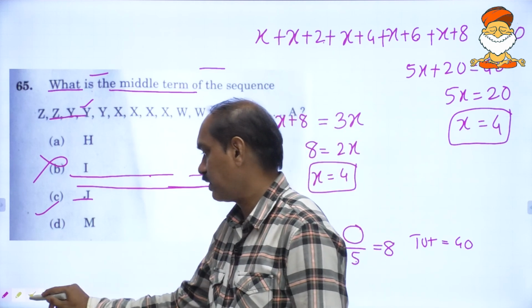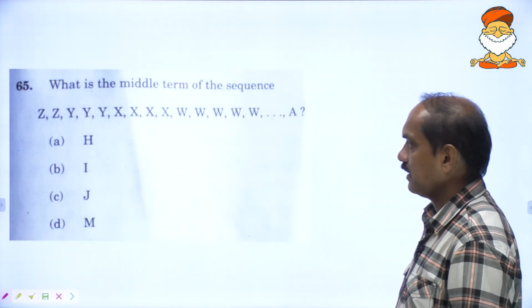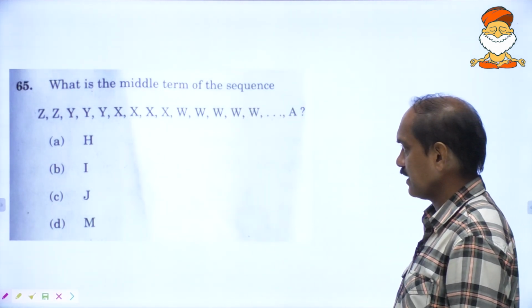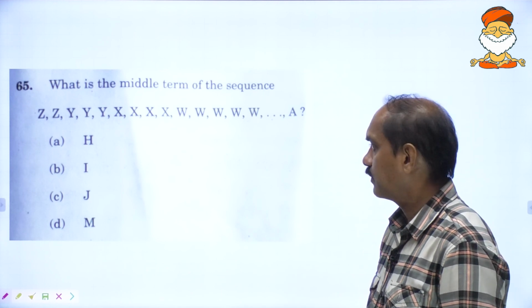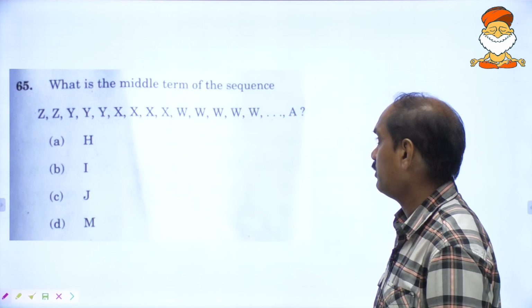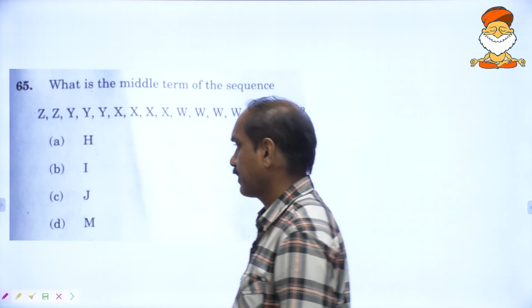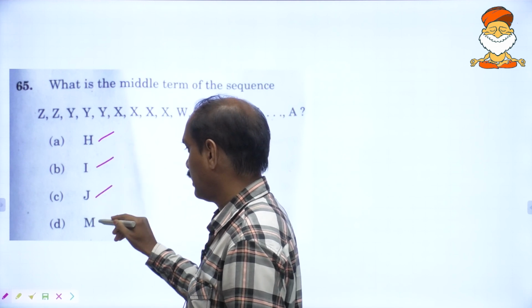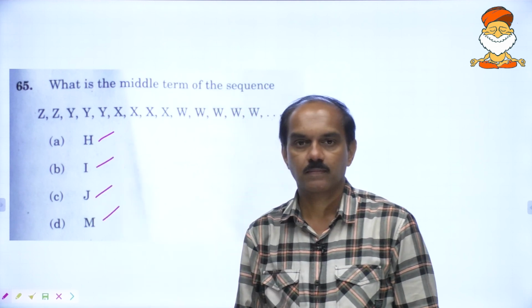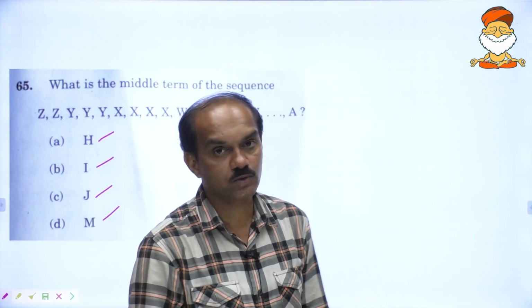Moving on to the next one. Z, Z, Y, Y, Y, X, X, X, X, X, W, W, W, W. It goes till A. What is the middle term of the sequence? And the options are H, I, J, M. Z is repeated 2 times.